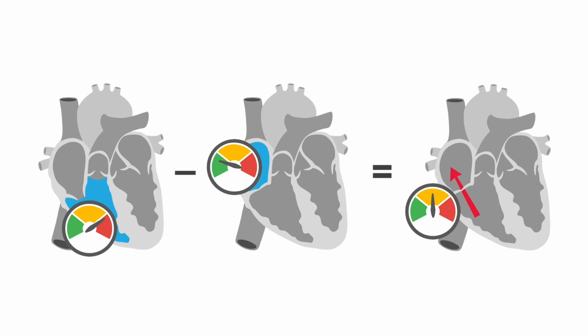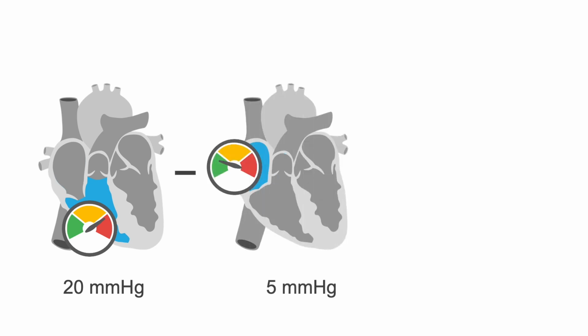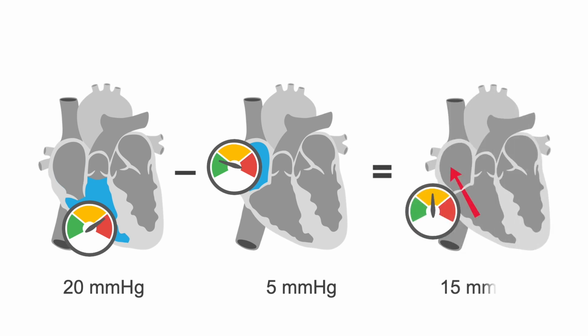in the heart. Here, the right ventricle has a pressure of 20 millimeters of mercury, and the right atrium has a pressure of 5 millimeters of mercury. The difference in pressure between the two chambers is 15 millimeters of mercury. This is the pressure of the tricuspid regurgitation jet.